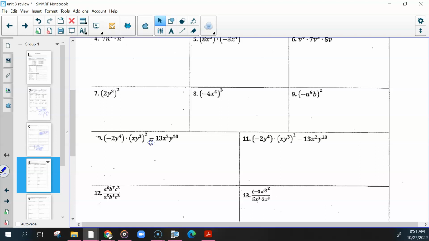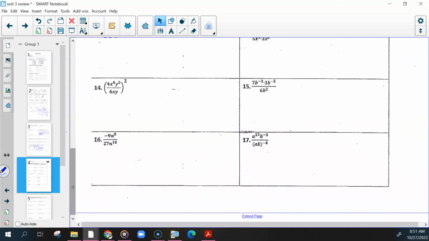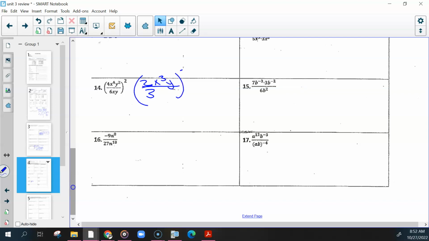Either. 14. See if you have stuff inside that you can do, like the 4 and the 6, we can simplify. We have x's, we have y's that we can combine. So this would be 2/3, subtract your exponents, x to the third, y to the first, and then raise your exponent to everything.